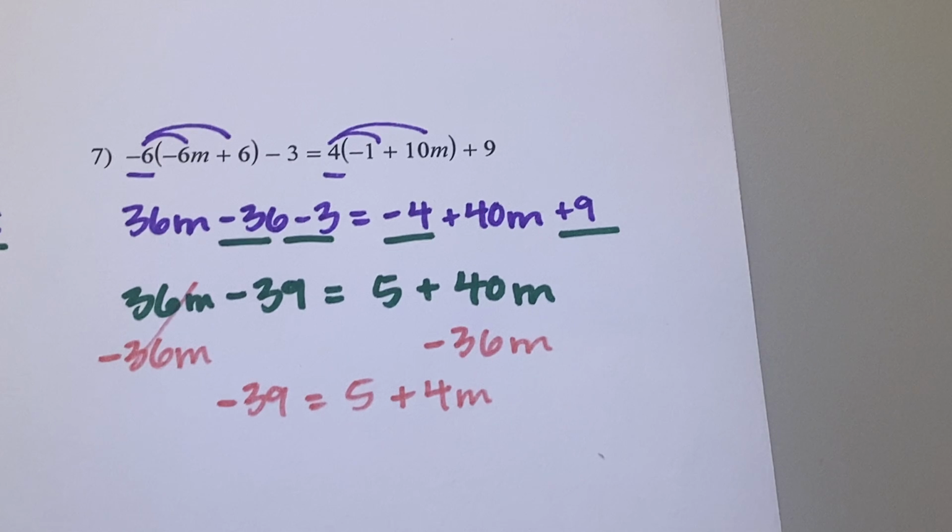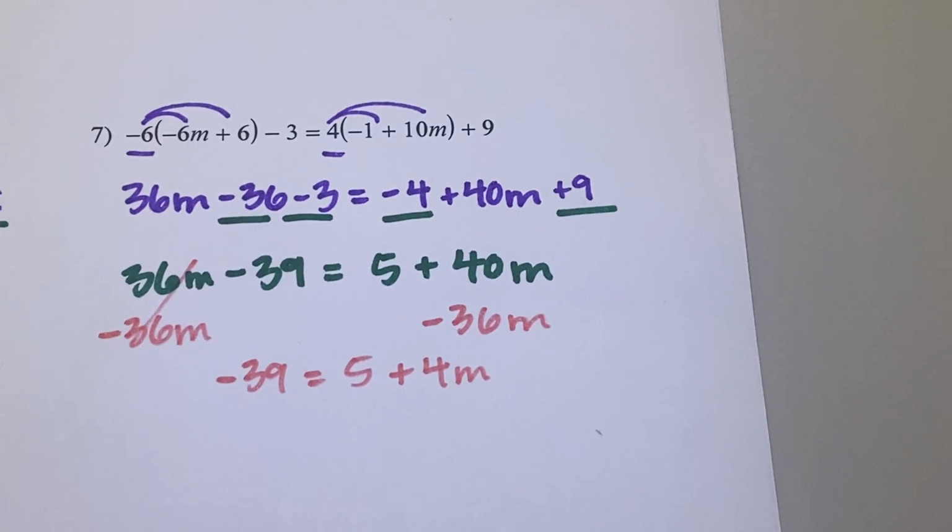Okay. A lot of steps. Now we can start getting m by itself. I need to either get rid of this 5 or this 4. Which one do I need to get rid of first?